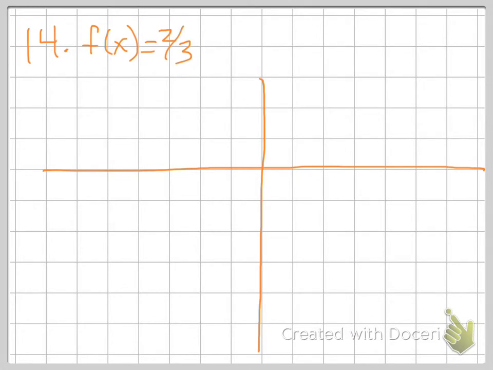Okay, number 14. Now, f of x equals 2/3. Now let's take a look at a t-chart.